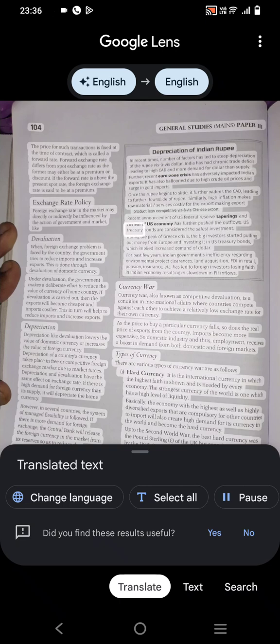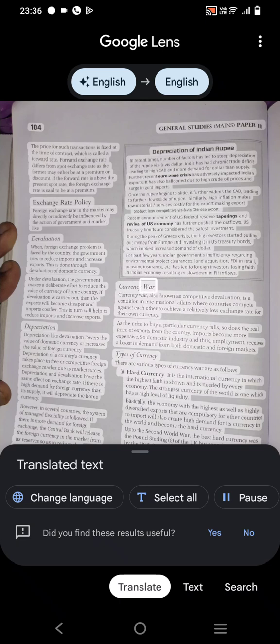U.S. Treasury bonds are considered the safest investment. During the peak of the Greece crisis, the big investors started pulling out money from Europe and investing it in U.S. Treasury bonds, which implied increased demand of dollar. For the past few years, the Indian government's inefficiency regarding environmental project clearances, land acquisition, FDI in retail, pension, insurance, etc., has led to foreign investors losing faith in the Indian economy, resulting in slowdown in FII inflows.